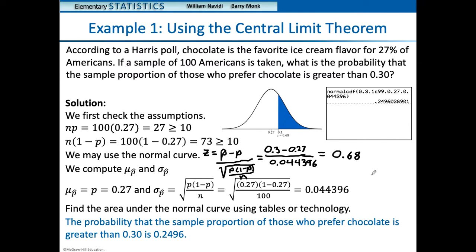Either way, whether you use the table or the calculator, you should get a result of about 0.2496. That is what this area is, and so that's also the answer to the question. We could say the probability that the sample proportion of those who prefer chocolate is greater than 0.3 is 0.2496.